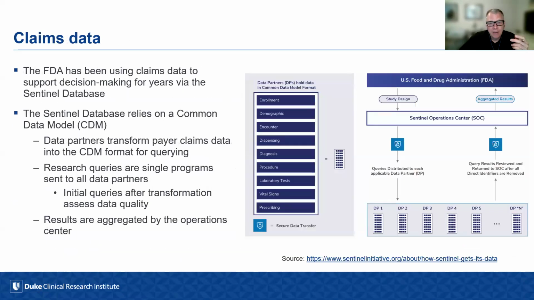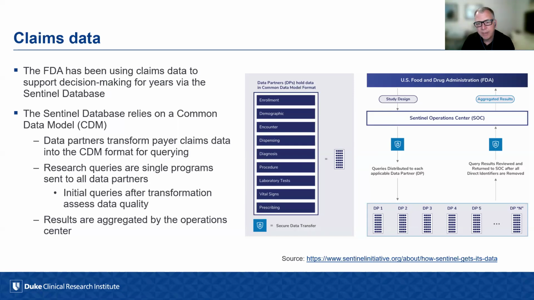It's true that the FDA has been using claims data to support regulatory decision making for years via the Sentinel database. I don't know how many people are familiar with the Sentinel database, but it's a distributed database where the data partners are almost always insurers. There are the private ones, Blue Cross Blue Shield, Cigna, and I know Kaiser's involved. My team at Duke manages 100% of the Medicare data and 100% of the Medicaid data for the Sentinel claims database. We do that in the CMS virtual environment, the VRDC.